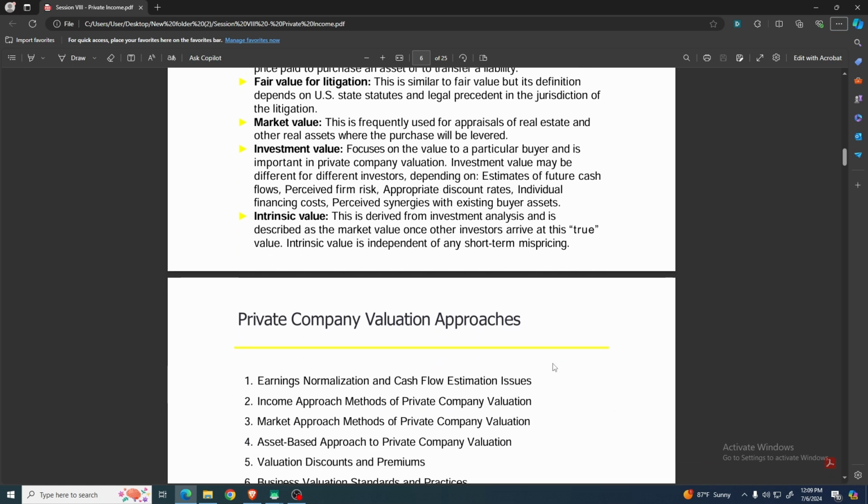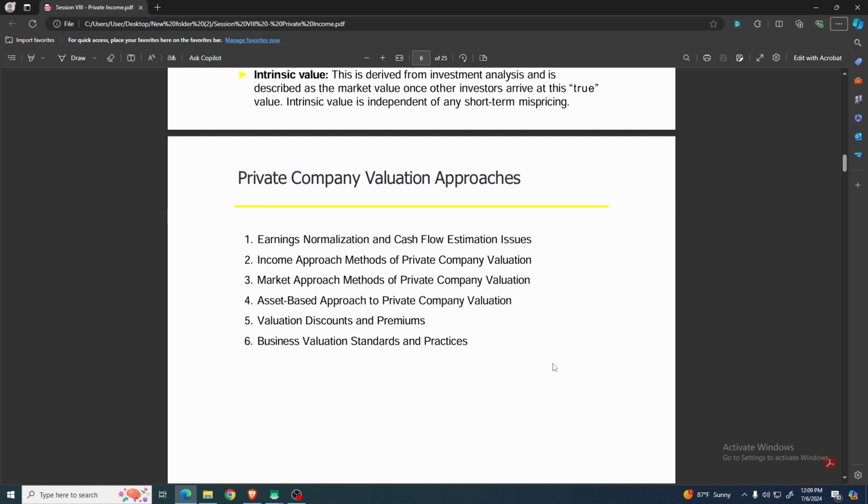And then finally, we come into the private company valuation approaches. So, here I'm going to introduce various methods and considerations involved in valuing private companies, and each approach would address different aspects of a company's financial health and market position, providing a comprehensive framework for valuation. And we are going to start off with earnings normalization and cash flow estimation issues.